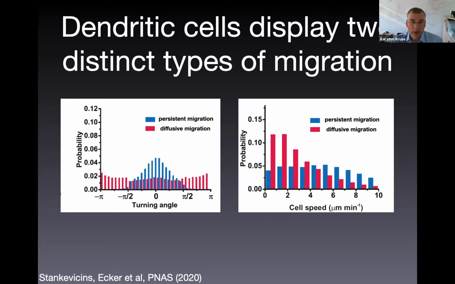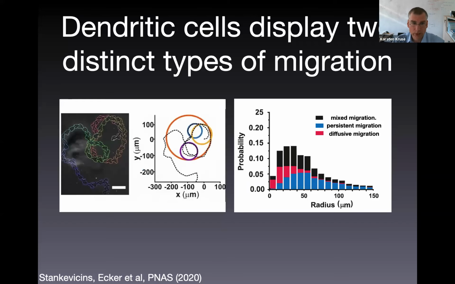Now, we can characterize these 2 phases a little bit more in detail. So, for example, we can look at the cell speed here on the right. We see that the speed in the diffusive regime is somewhat smaller than in the other case, although you see that in both cases, the distribution of speeds is quite broad. What is maybe more interesting is to look at the turning angle, namely the angle from one step to the next step. And here, in the case of the diffusive migration, you see it's really more or less uniformly distributed, whereas in the case of the persistent motion, you really see a nice peak around 0, justifying this name of persistent motion.